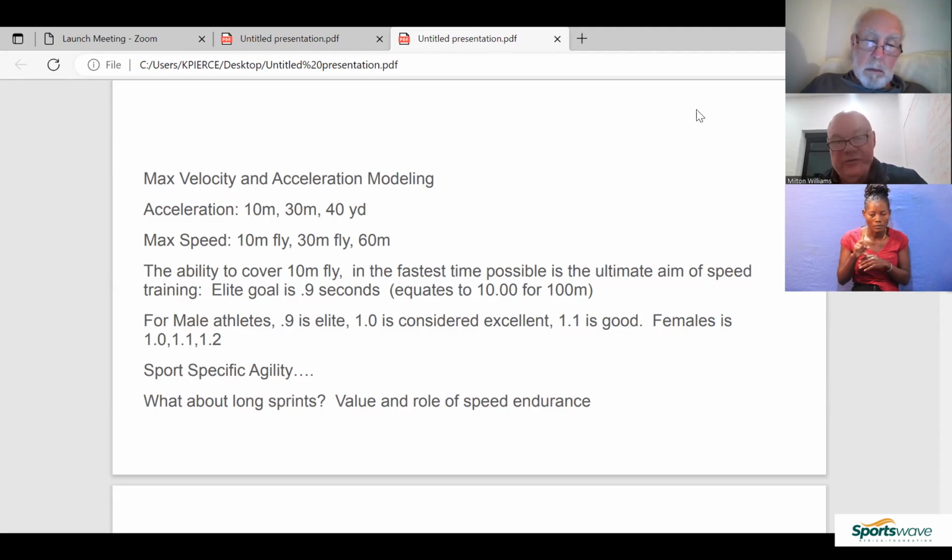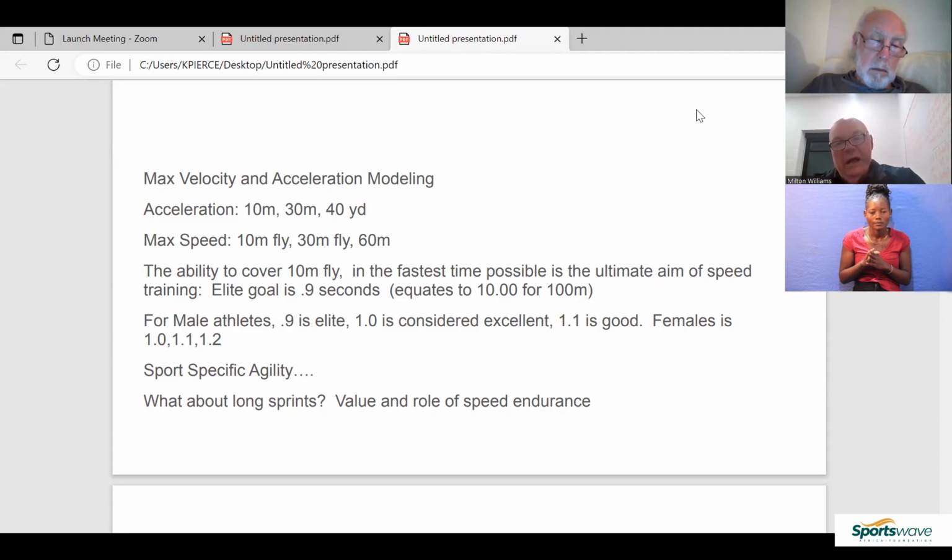Now, this is for sprinting. I mean, American football is slightly different. Soccer's got its data that's good for that sport. So you have to look at your sport and see what's good for your sport. But in terms of just true excellence and high levels, you're looking for male athletes. Certainly you want somebody that can cover a 10-meter fly in around a second. That would be really good. You've got an athlete that can really run well.